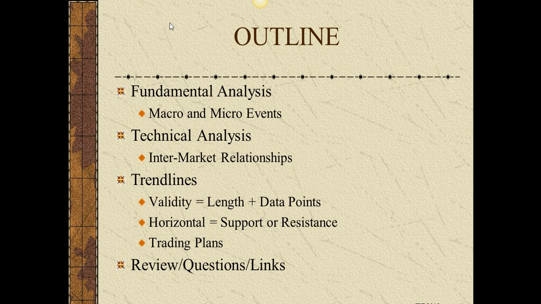So the first slide here, let's just make sure we know where we're going tonight. Here's an outline: fundamental analysis, where I'll give you a quick touch on macro and micro events. We'll go through technical analysis and intermarket relationships, and then we'll go through trend lines. I'll try to describe the trend lines and give you some good data points to take a look at. Some key points there: validity, and then obviously we're using them today horizontally, so support and resistance, and trading plans.